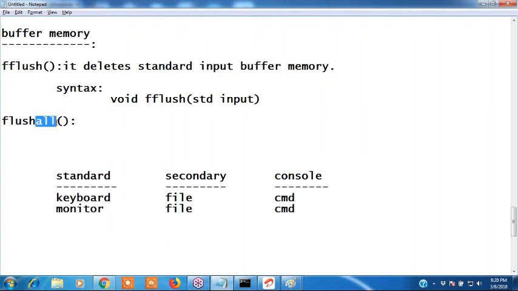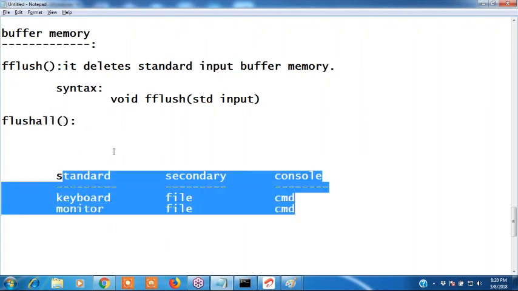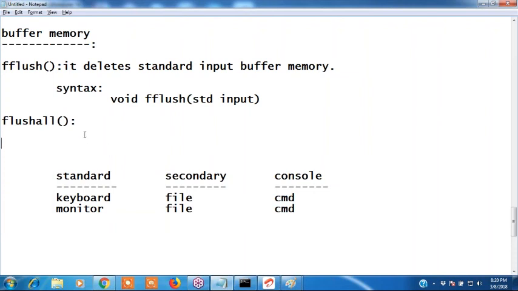What is flushall? Its name says all: it deletes all buffer memory. The flushall function deletes all input buffer memory. All means the different types of standard, secondary and console. We have different types of input and output.